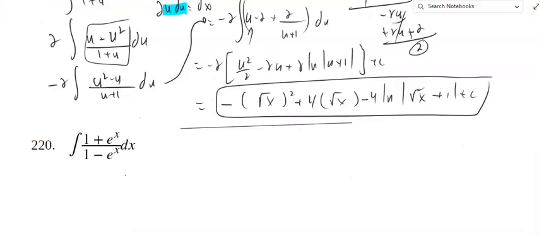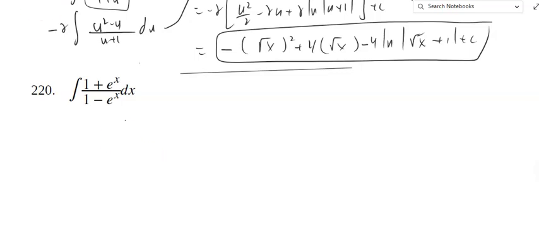Okay, looking at the next problem again, I have a couple of options. One way of looking at this is to let u equal either e to the x or 1 minus e to the x. It doesn't really matter. And I'll show you both cases.